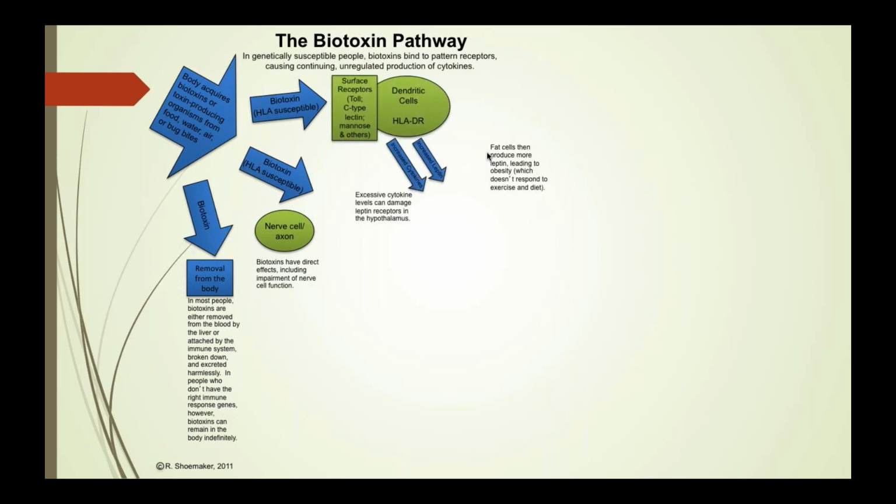But in the genetically susceptible, when these cytokines are produced in the brain, this storm that occurs begins to affect various areas, including the hypothalamus. So there's destruction of leptin receptors in the posterior portion of the hypothalamus. This is why patients gain so much weight.